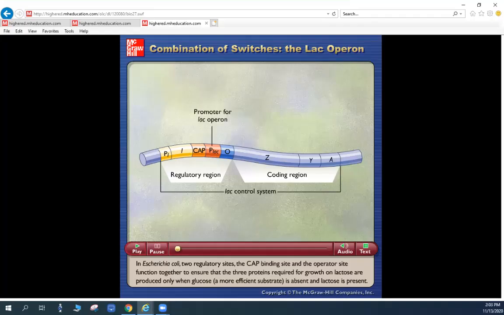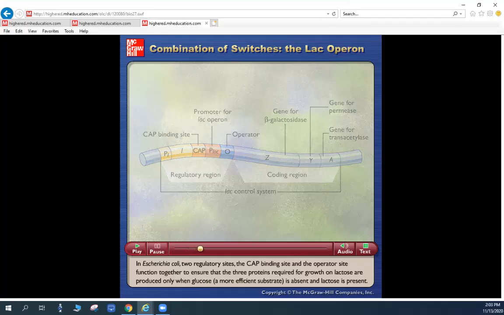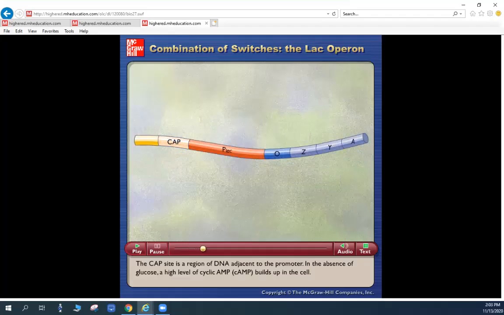In Escherichia coli, two regulatory sites, the CAP binding site and the operator site, function together to ensure that the three proteins required for growth on lactose are produced only when glucose, a more efficient substrate, is absent and lactose is present. The CAP site is a region of DNA adjacent to the promoter.